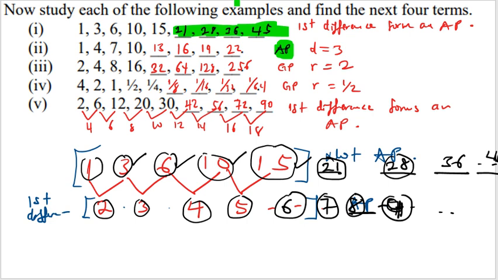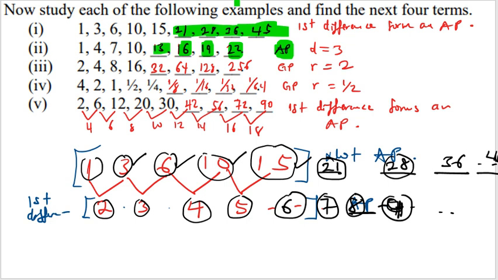So 10 plus 3 will give us 13. Then 13 plus 3 is 16. 16 plus 3 is 19. 19 plus 3 is 22. And so on. Now let's look at the third one. The third one, you can see that it is not having a common difference. Because 4 minus 2 will give us 2. 8 minus 4 will give us 4. 16 minus 8 will give us 8. So there is no common difference.